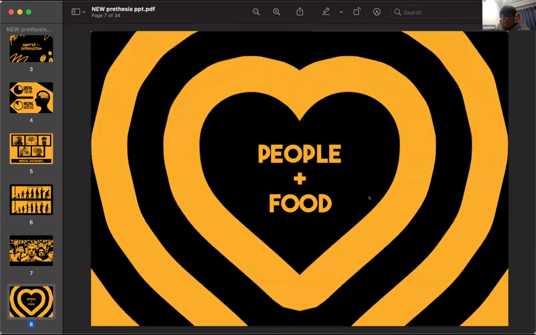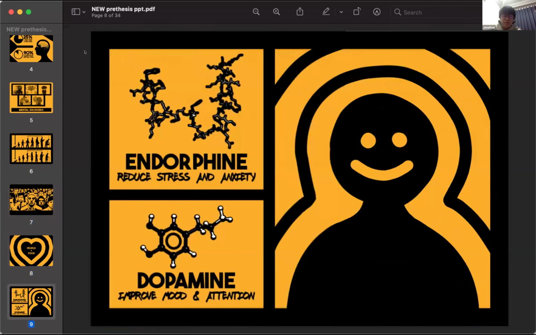This is why I chose food, because people love food. Everyone loves food, even people with mental disorders. So, endorphins and dopamine. These are two of the happy hormones. Endorphins are endogenous morphine, which reduces stress and anxiety, while dopamine is used to improve mood and attention.